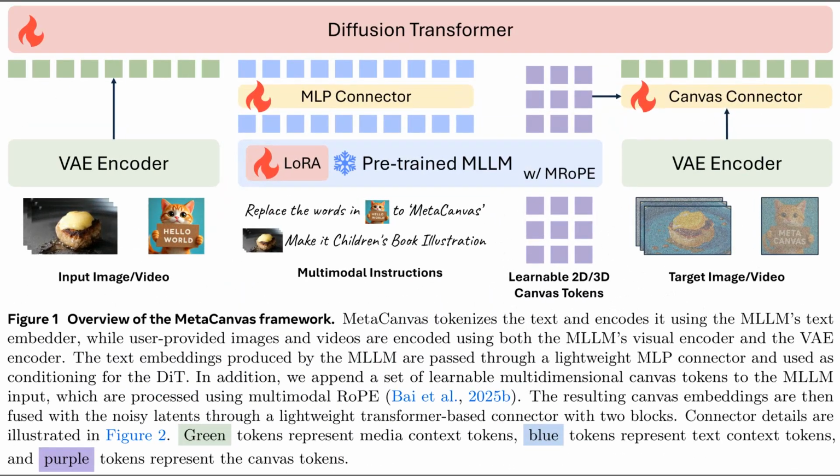Alright, the previous segment introduced the core idea. Figure 1 now shows how the whole MetaCanvas pipeline connects together. The left side encodes any input image or video with a variational autoencoder, turning pixels into compact latent features. The center block shows the frozen multimodal large language model, which reads text and media instructions and also controls the learnable two-dimensional or three-dimensional canvas tokens. The right side then feeds both the latents and the refined canvas embeddings into the diffusion transformer, so the generator receives patch-level spatial or temporal plans instead of only a single global text condition.